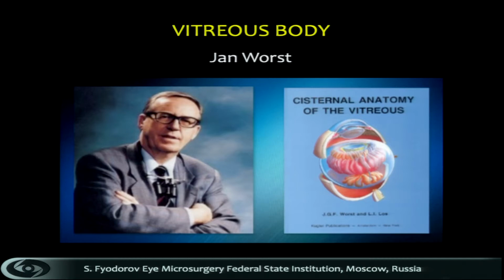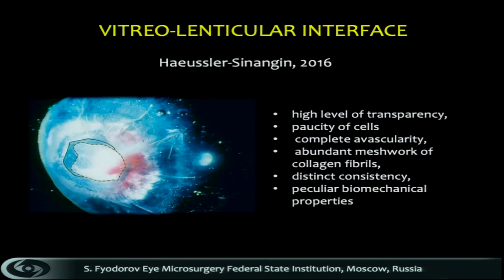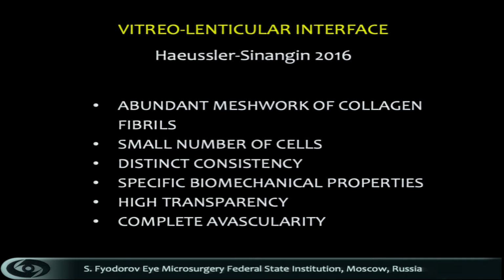In spite of the transparency of this tissue, the vitreolenticular interface has several characteristics. It's very transparent, it has a low number of cells, and it's completely avascular. It has a distinct consistency forming the anterior hyaloid membrane, and it has peculiar biomechanical properties. So this is definitely a very interesting anatomical structure.